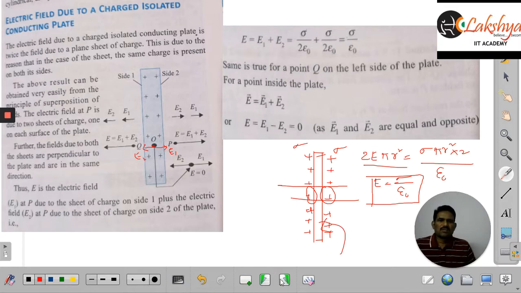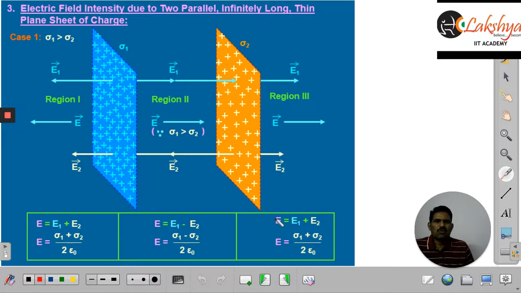Now let us take some combination of these infinite plane sheets. That means the electric field intensity due to two parallel infinitely long thin planes of charge. Two thin planes of charge are placed parallel to each other. Suppose one has charge density sigma 1 and the other has charge density sigma 2, and we are assuming case 1, where sigma 1 is greater than sigma 2.